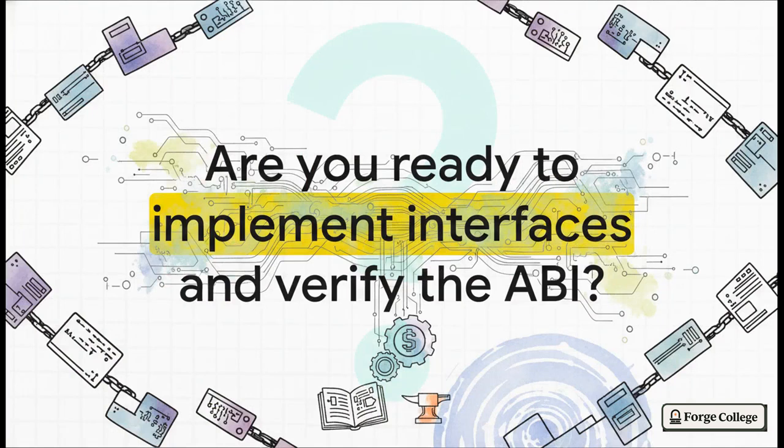Which leaves us with one final, very important question for you. Are you ready to implement your own interfaces and verify that your ABI matches expectations? Well, in our next lesson in the track, Implementing Interfaces and Contracts, we're going to be doing exactly that. We'll write different storage strategies that all conform to the exact same external interface.